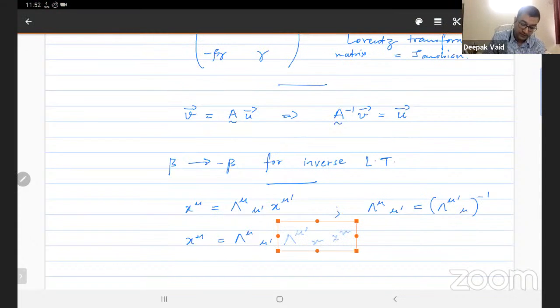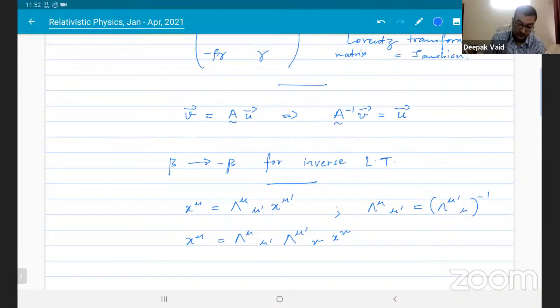Right? So if you look at this expression, this is the transformation from the unprimed to the primed coordinates, which is x mu prime. And then this is the transformation in the reverse direction. So if you just multiply these two matrices, what do you get? You get the identity, you get delta mu nu. Okay.